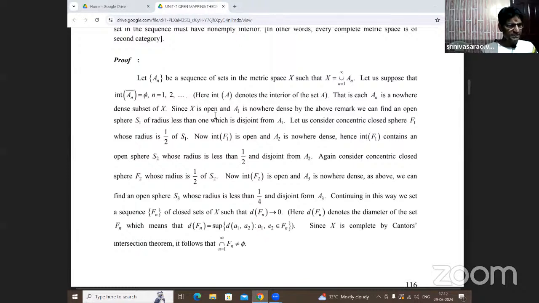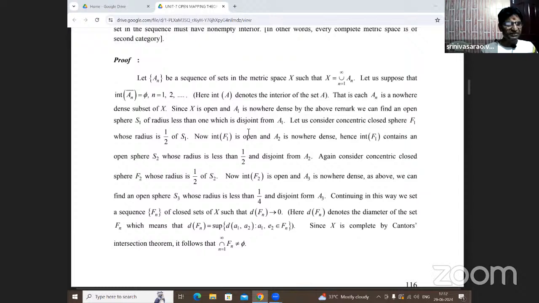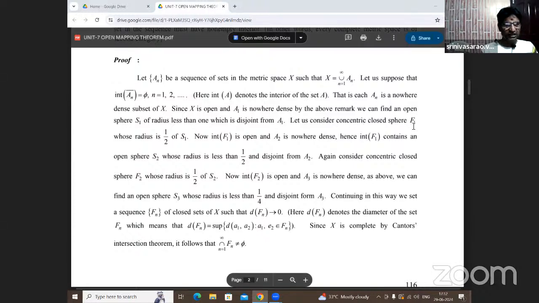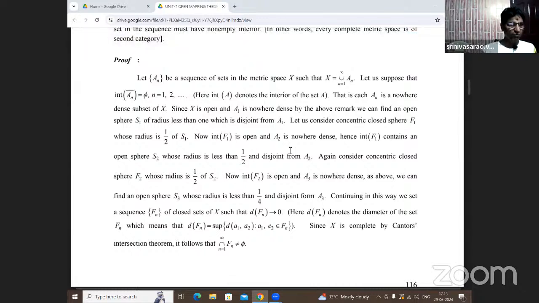Here the metric space is open, and first of all you have to take one of the subsets, A1. Suppose A1 is nowhere dense. By the above remark, we can find an open sphere S1 of radius less than 1 which is disjoint from A1. Now let us consider a concentric closed sphere F1. The closure of the subsets is denoted by capital F and an open subset by capital G, according to this material.